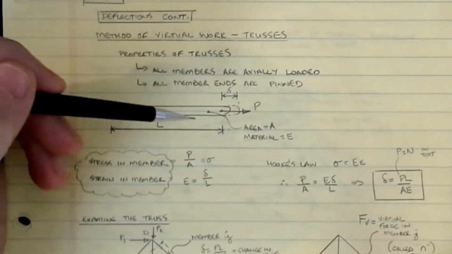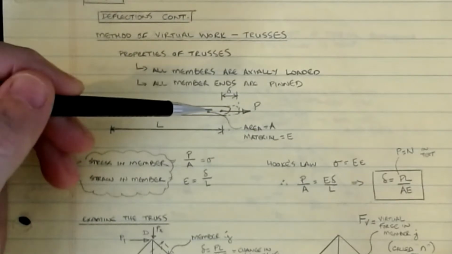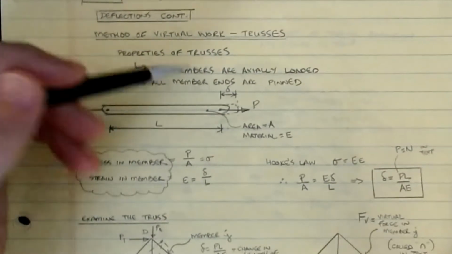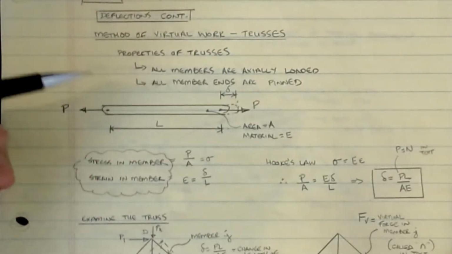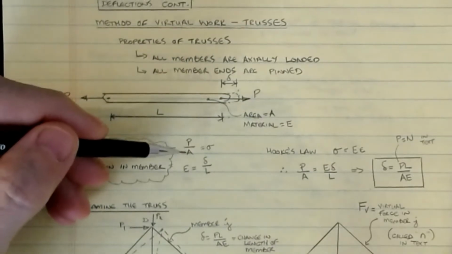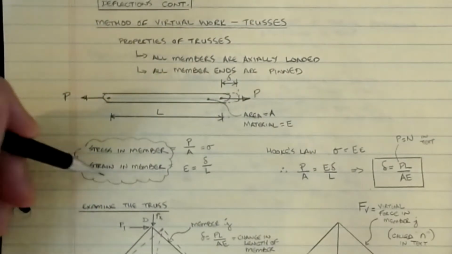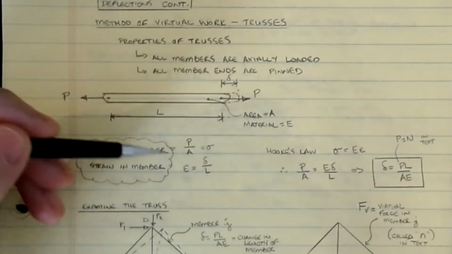We know from our basic mechanics principles that if I pull on this member and it's a deformable body, it will grow in length. The growth in this member we're going to call delta. Things that we can calculate from mechanics: we can calculate the stress in the member, which is simply P over A, which is my sigma, and the strain in the member, which is the change in length over the original length.